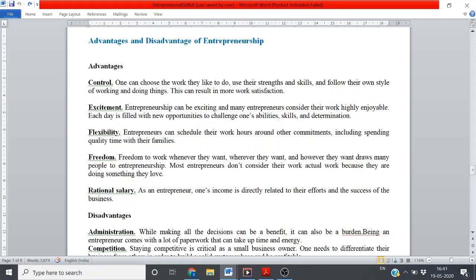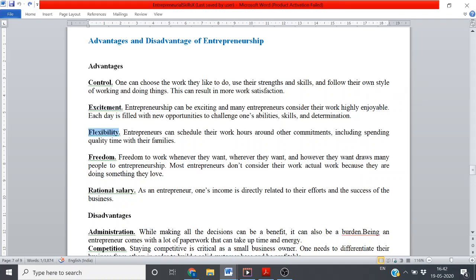First one is the control. They have control of their business. They can do their business in their own style. So if they are doing their business in their own style, more satisfaction will come. The second point is excitement. Excitement means they have their own business. They have opened it because they are excited and have the skills for it. So they enjoy more.